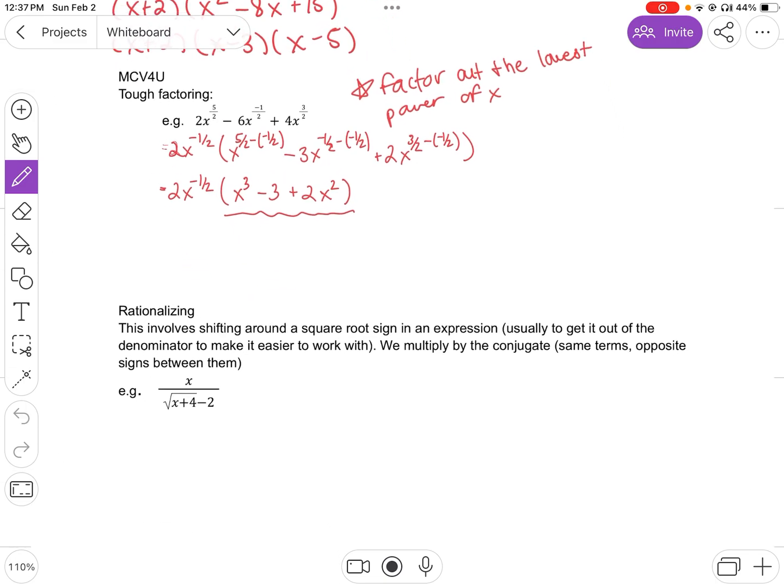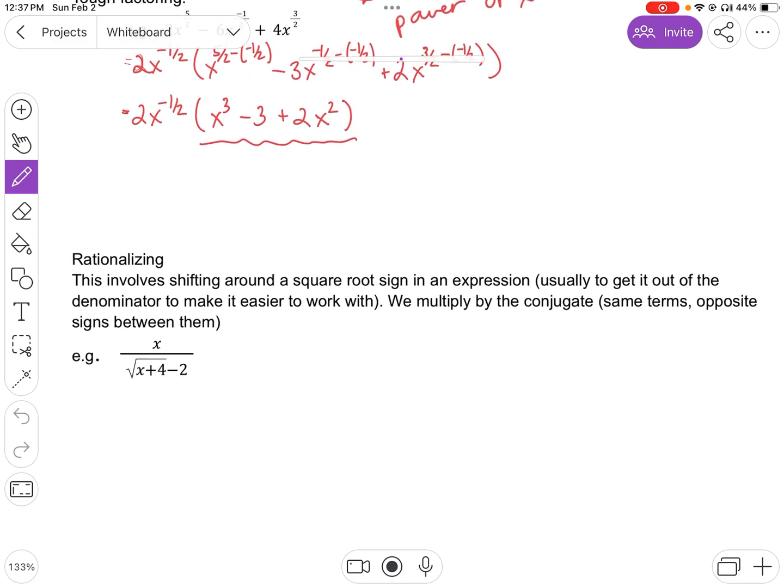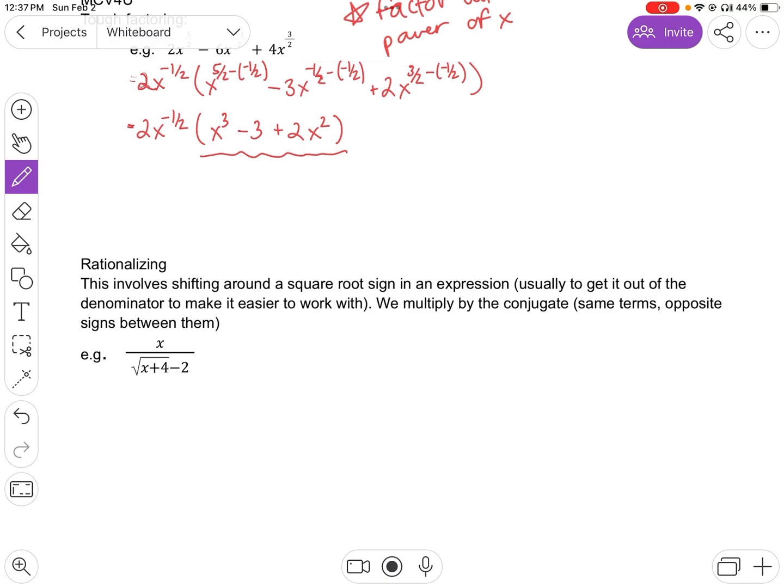So the last part of today's review lesson is rationalizing. Rationalizing is the act of shifting around a square root sign in an expression so that it's easier to work with. Usually that means we want it out of the denominator, and then it might end up in the numerator. But it won't always be like that. You'll see different examples where we might need to get it out of the numerator instead of the denominator, or maybe out of both.